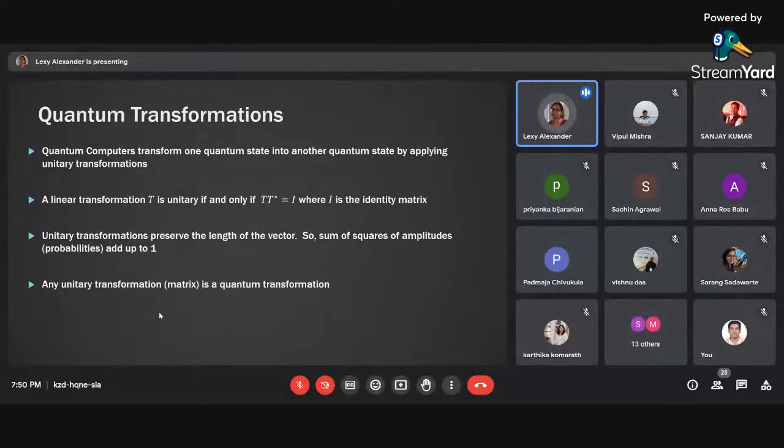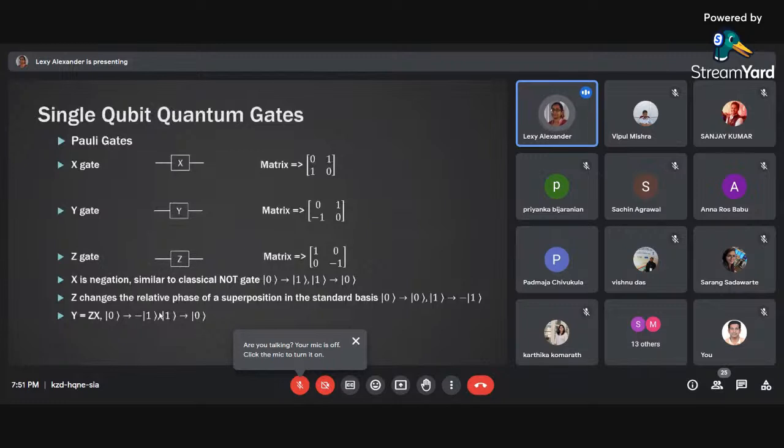Transpose complex conjugate of the T. So all matrix representation, any unitary transformation, we can take it as a quantum transformation, and all quantum transformations are unitary transformations. So we have a matrix representation for all the transformations. So we will one by one see all the transformations. First one is single qubit quantum gates.